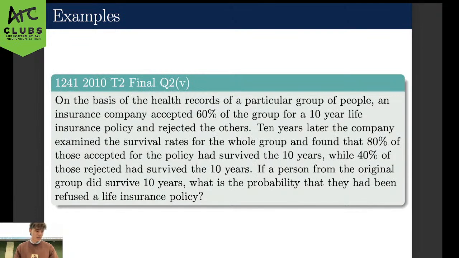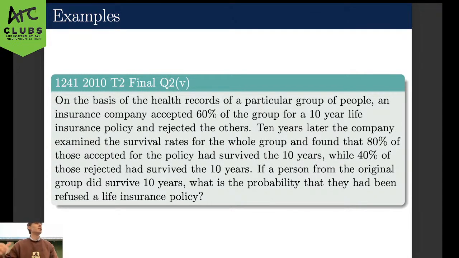On the basis of the health records of a particular group of people, an insurance company accepted 60% of the group for a 10-year life insurance policy and rejected the others. 10 years later, the company examined the survival rates for the whole group and found that 80% of those accepted the policy had survived the 10 years, while 40% of those rejected had survived the 10 years. So now the question is, if a person from the original group did survive 10 years, what is the probability that they had been refused a life insurance policy?